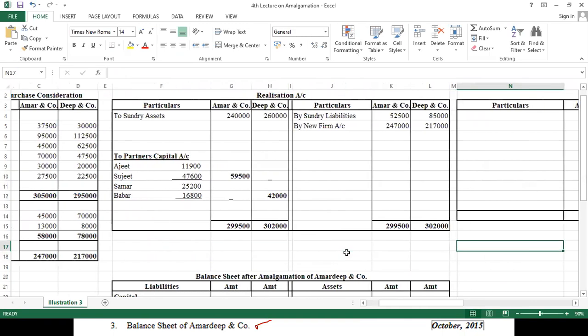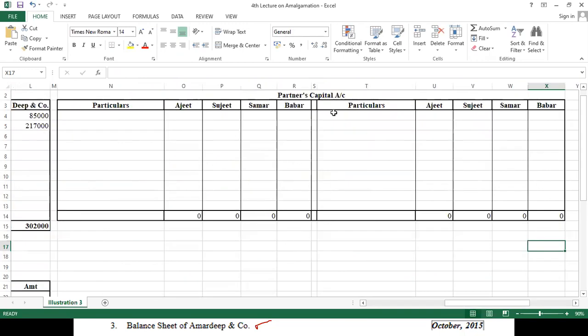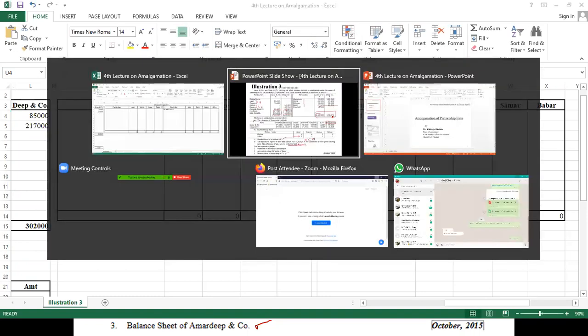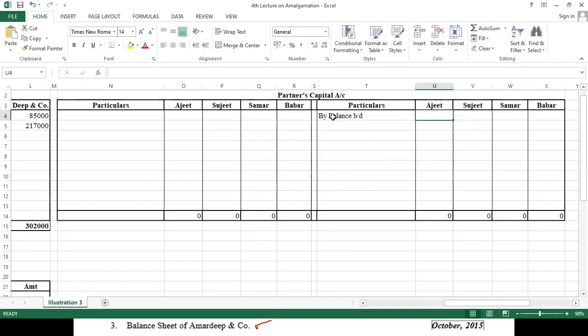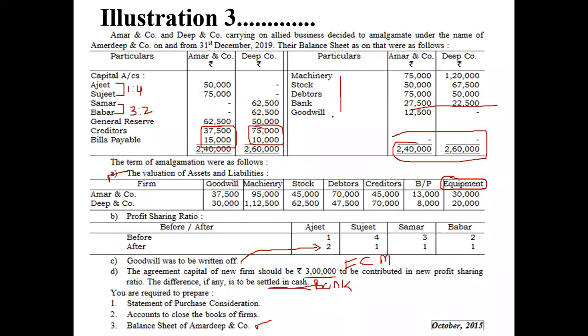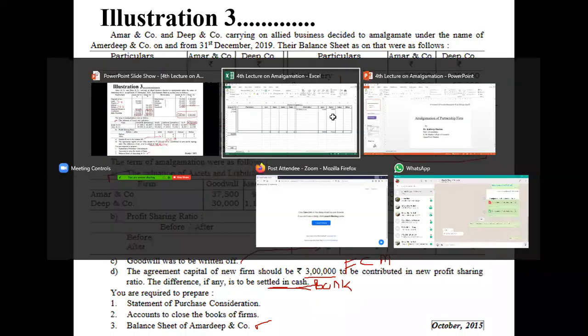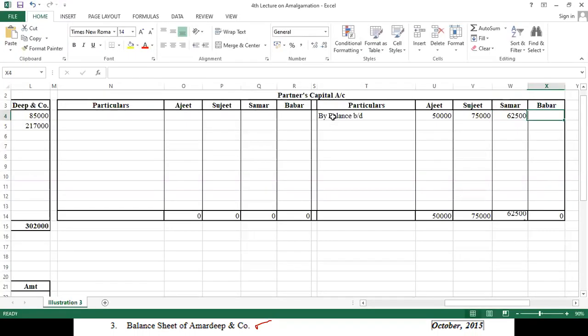So let's move to partners capital account. In partners capital account, first of all, we always write by balance brought down: 50,000 for Ajit, 75,000 for Sujit, whereas Samar and Babar have 62,500 each.